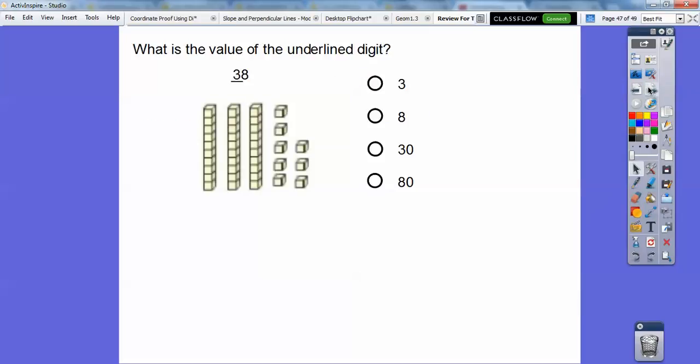All right, so I'm almost done, you guys. So what is the value of the underlined digit? Okay, so the underlined digit is in the 10 spot. This is the 1 spot, so this represents 30. Okay, so it's this guy right there, 30 right there, okay?